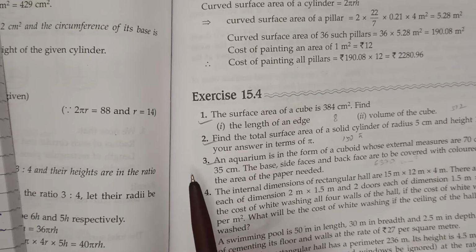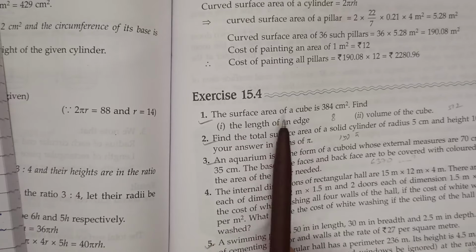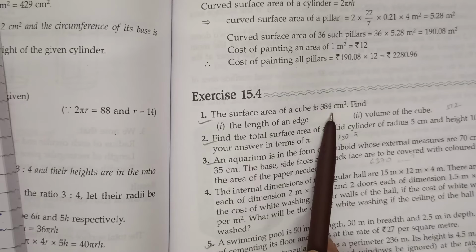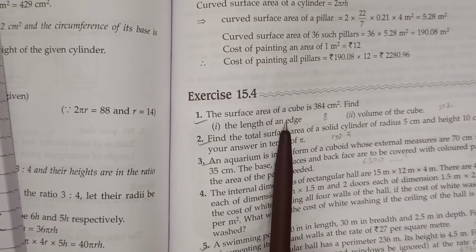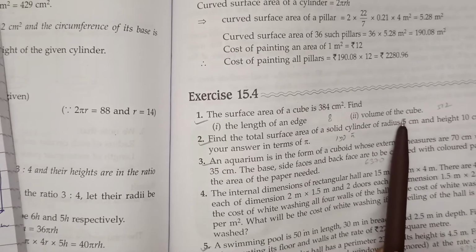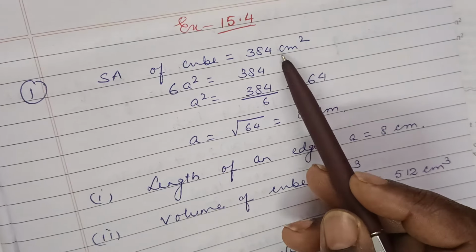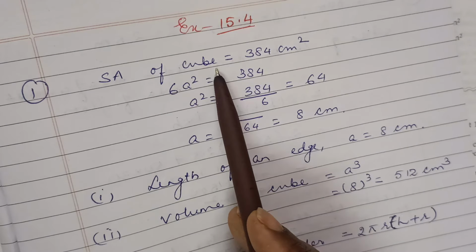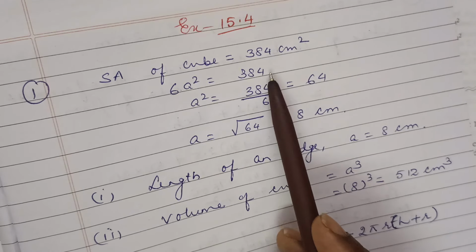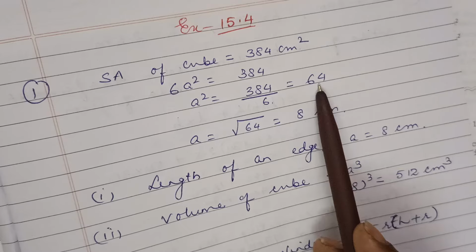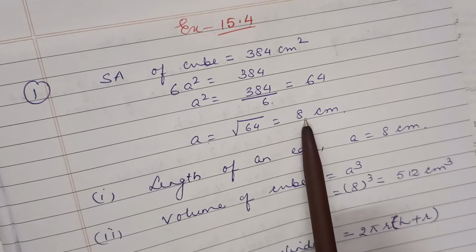Now let us start with exercise 15.4. Question number 1. The surface area of a cube is 384 centimeters square. Find the length of an edge and the volume of the cube. Means we have to find out a and a cube. So surface area is given. I told you whenever surface area is mentioned, it means the total surface area. So it is 384 centimeters square. We know that the surface area of cube is given by the formula 6a square. So 6a square equals 384, a square equals 384 by 6. When you solve it, you will get 64. So a is under root 64, that is 8 centimeter.